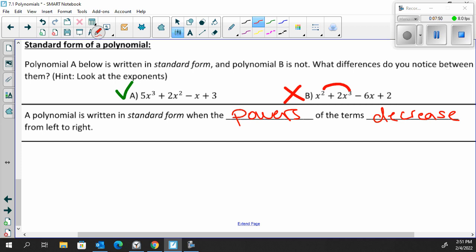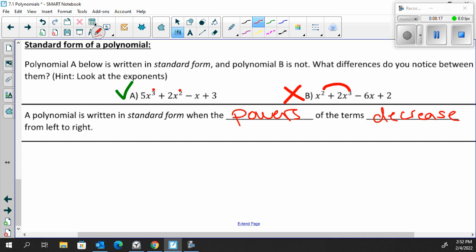So this is what this means. The powers need to decrease from left to right. So they need to be biggest to smallest, going from the left to the right. Does that make sense? I'm talking about the exponents, not the numbers in front. So the powers, the exponents need to be ordered largest to smallest from left to right. And once they are, we're in standard form.